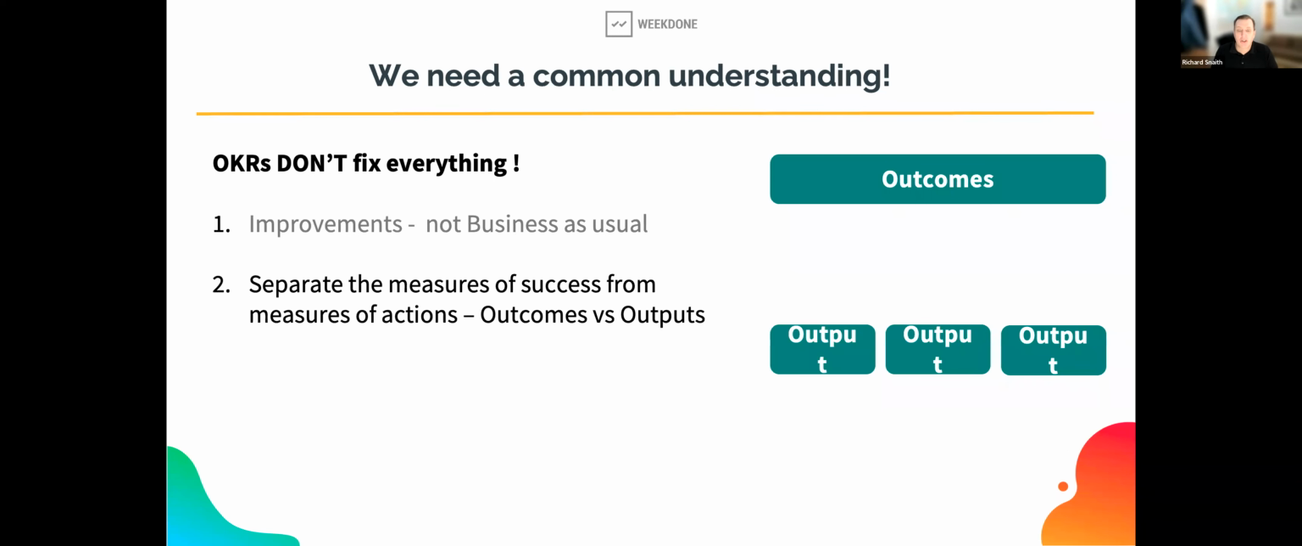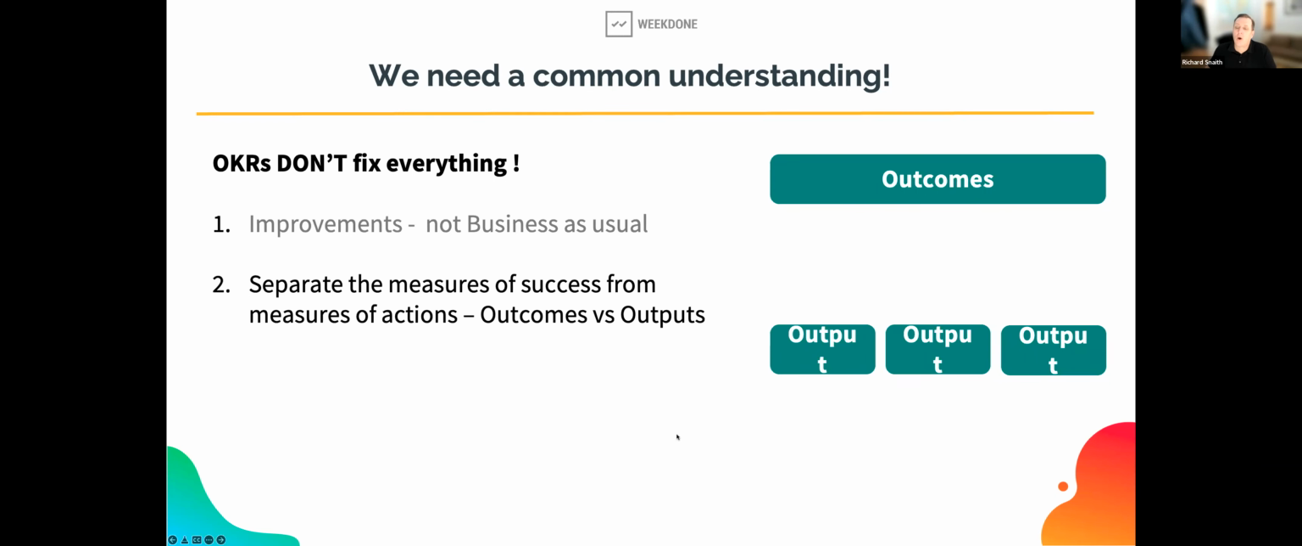OKRs separate the measurement of success from the measurement of actions. This is the outcomes versus outputs. It's a central theme of OKRs. It's critical to understand, but outcomes are often the big problem, that people have never thought about what success looks like. What is the outcome? What is the change or customer behavioral change we need to drive to be successful? What we think about is the outputs. We think about, I'll do a new video, I'll do a blog post, I'll do something.